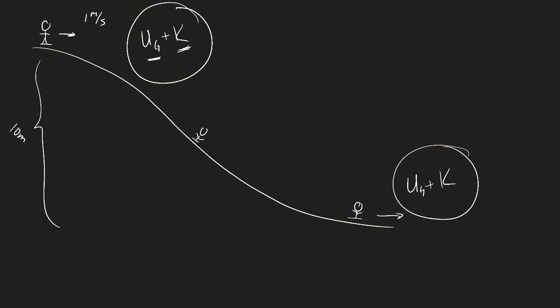So I'm going to perform this. At the top, is my object above the reference level? Yes. I think the clear reference level is the bottom of the hill. It has gravitational potential energy. Is the object moving? Yes. I was given an initial velocity of 1 meter per second. I'm done with this state of the problem. Move to the next state of the problem.